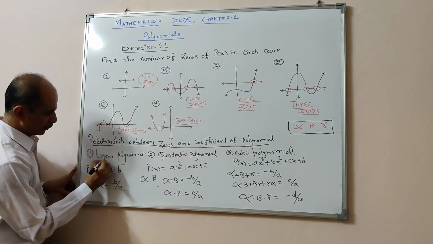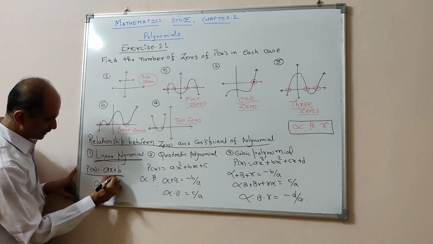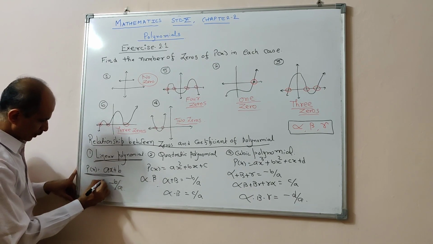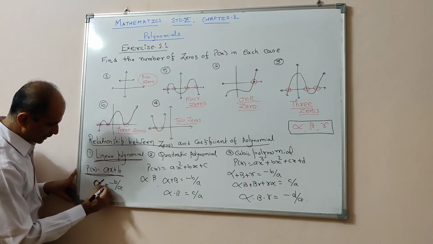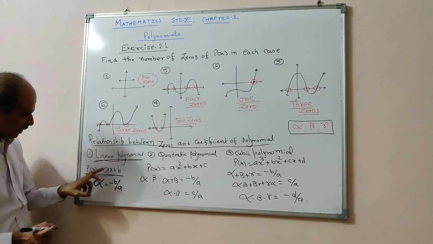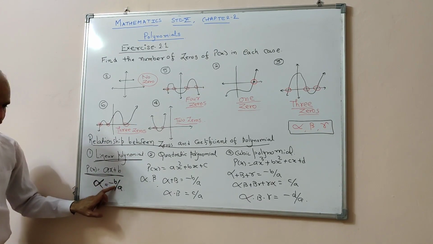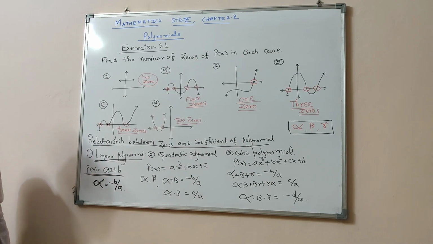First one, linear polynomial. You know the general formula is p(x) = ax + b. So the zero alpha is equal to minus b by a, where b is the constant coefficient and a is the coefficient of x.